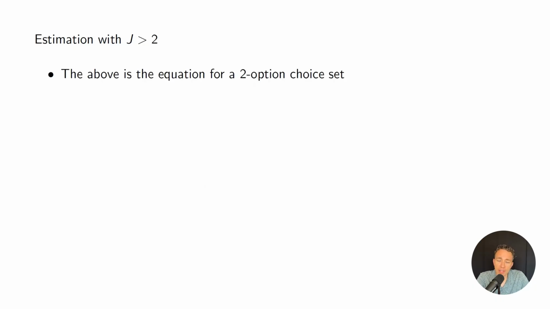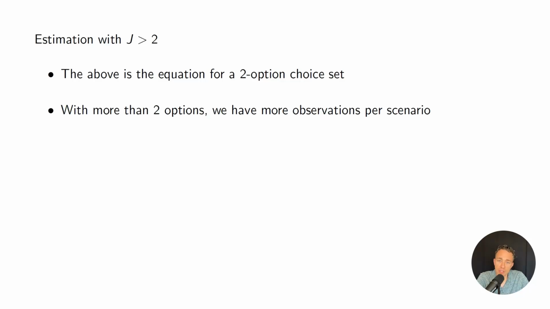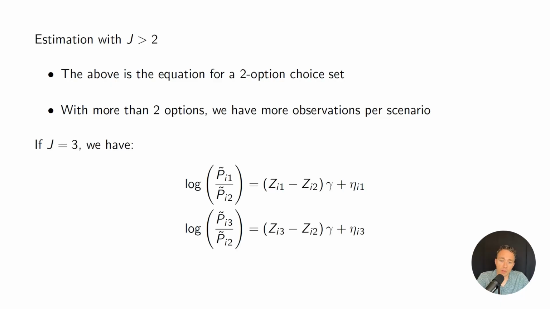Well, now instead of having a single equation, I'm going to have a system of multiple equations depending on how big J is, because we're going to have 3 observations per scenario. And then when we take the quotients to get the denominators to cancel out, we're going to have capital J minus 1 remaining equations. So if we have J equal 3, then I'm going to have 2 equations. And I'm going to normalize with respect to P2 and difference with respect to Z2. And then I'm going to have this as my system of equations.